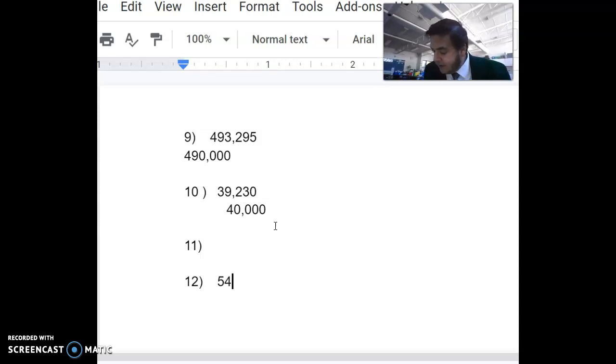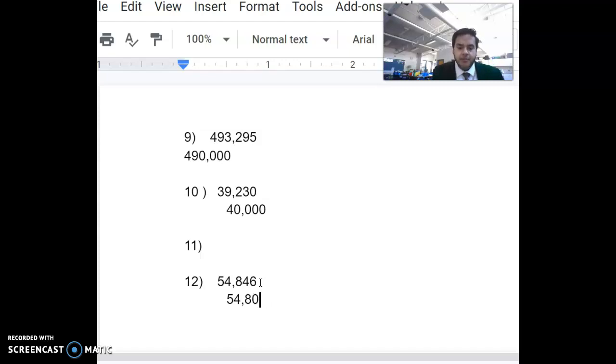And we have 54,846. And our underlined number is the number 8. So that's where we're going to round. We look next to it, and it's a 4. Do you remember the rule for 4? If it's 5 or more, you round up. If it's a 4, it stays the same. So after the 8, we're going to have zeros. And that turns into 54,840.